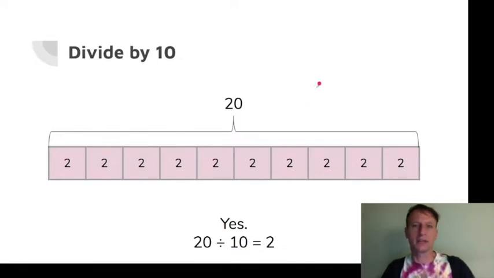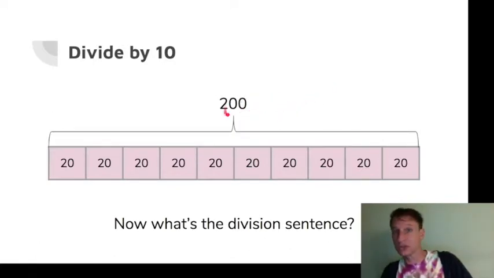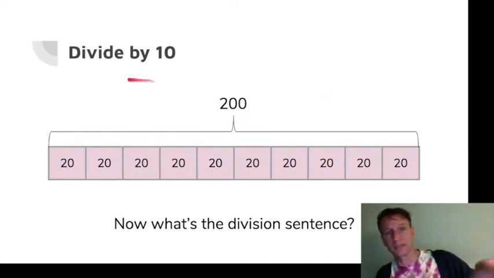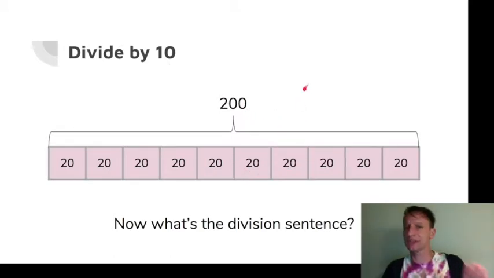Okay, good. Now we understand how this works. So now let's jump right to the division sentence. Well, the whole is 200, again divided into 10 parts. That's what we'll be doing. You see up top it says divide by 10. So 200 divided by 10 is 20. You see each part is 20. So think about it. 200 divided into 10 parts, each part is 20.